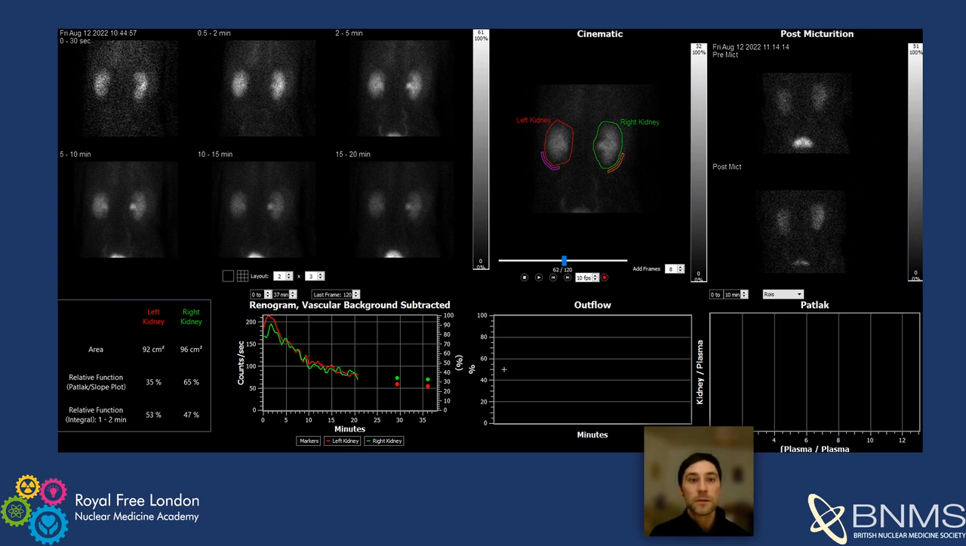Here is a scan that was started too late. You can see a high amount of activity already present in the kidneys in the first summed image. The curves have almost peaked from the beginning, so the vascular and uptake phase were virtually completely missed in this study. This meant that vascular background subtraction was incorrect, so the blood ROI was not included, and the relative function calculations could not be relied upon.